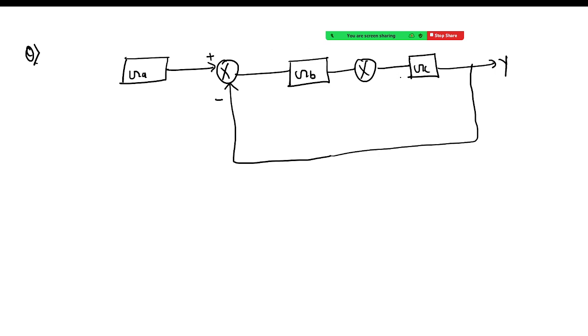Street, right? This is y, and let's say this one is your x. So you have to calculate y divided by x. How can we calculate?